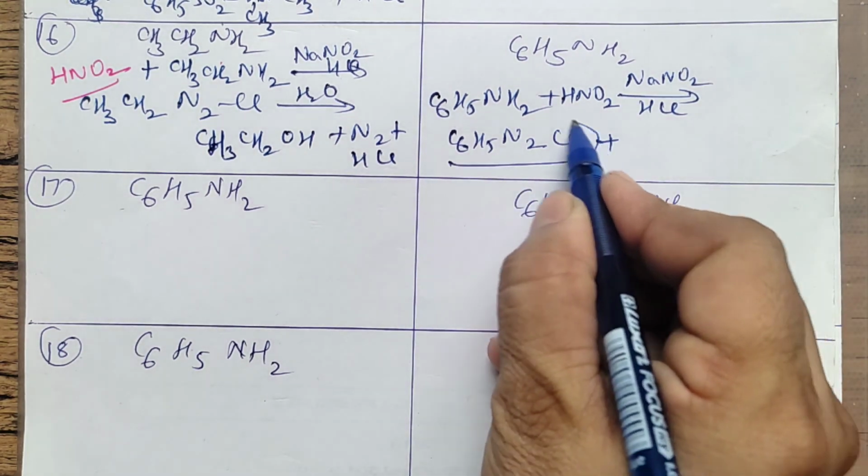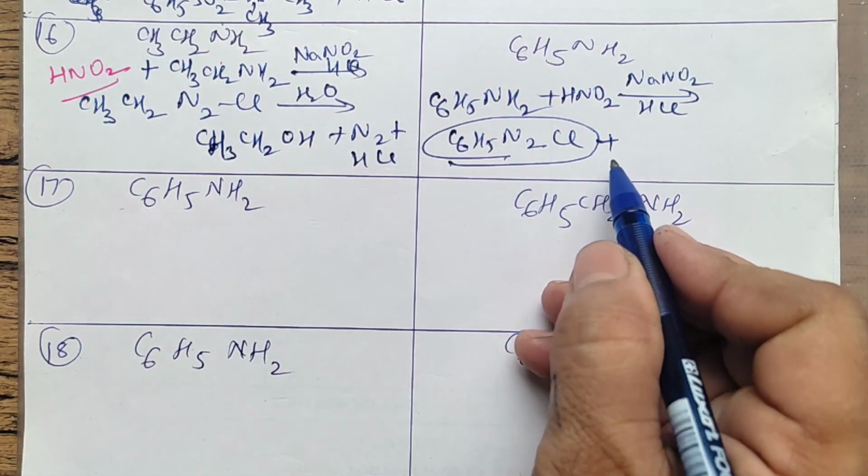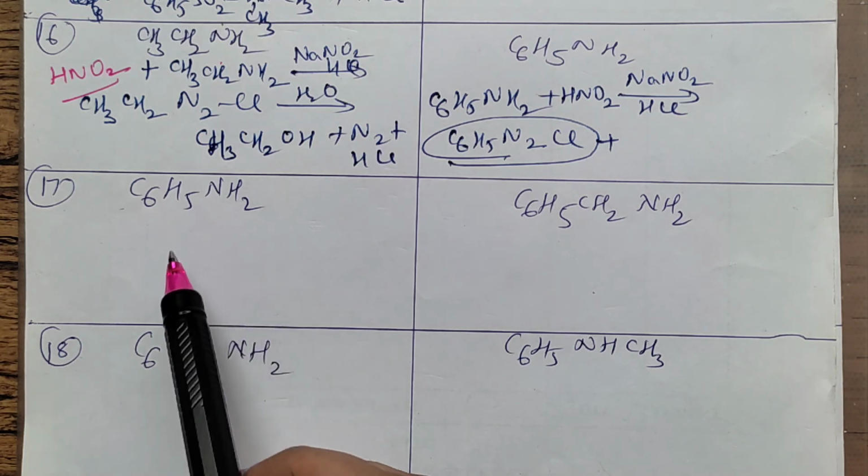This is very stable. It does not undergo hydrolysis easily. Of course, with warm water it may form phenol. That is secondary, but here this is stable. It does not give N2 very easily. So that can be used as a test to distinguish between them. Fine. Now the next one.